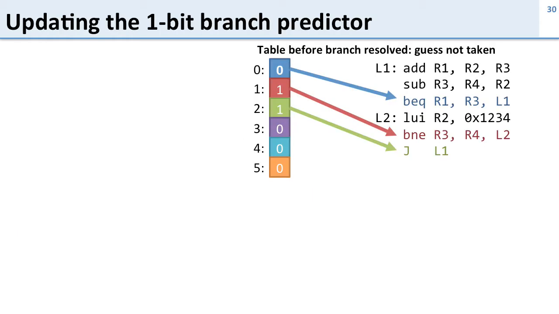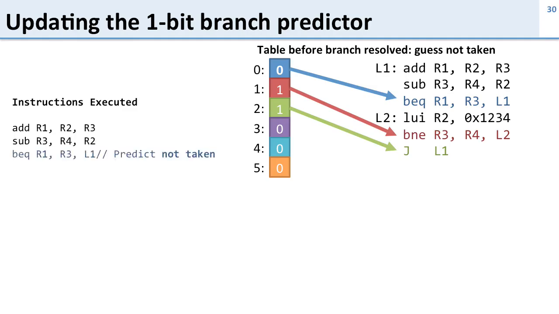So how do we update this? Here's our branch table and our code before we figured out what the branch is doing. We're going to go ahead and execute some instructions. So we start our code and we get to the branch, and we're going to predict the branch is not taken. The reason for that is that our table here has a 0 for that branch, which means we believe this branch is not going to be taken.